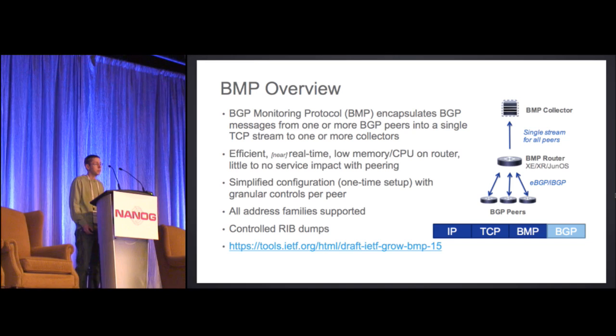If you wanted to do a RIB dump, you could do it just by doing a route refresh. That would cause those updates to be flooded in again and therefore directed to the collector, and the collector would get a copy of it. The draft is currently in revision 15, and it's in its final stage. So it should hopefully be approved soon.